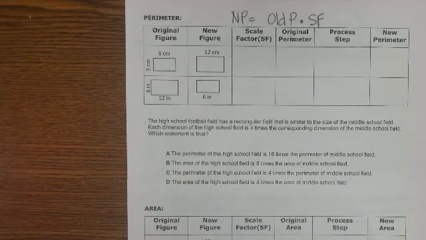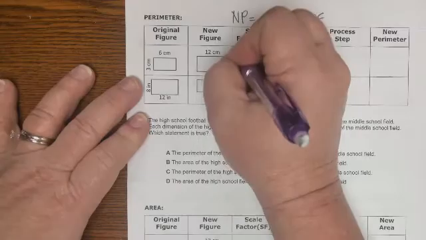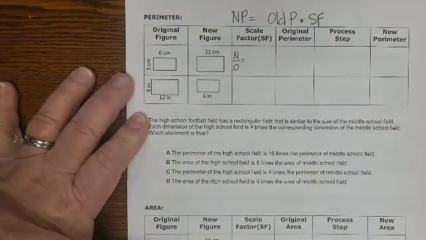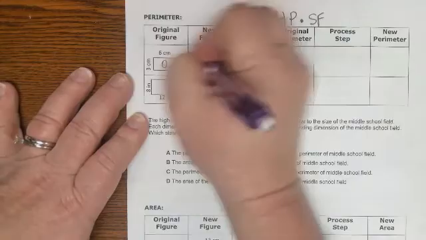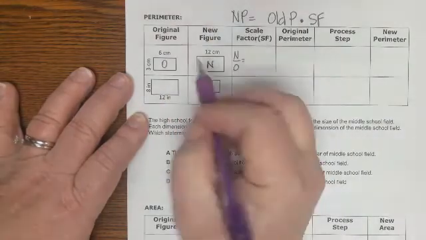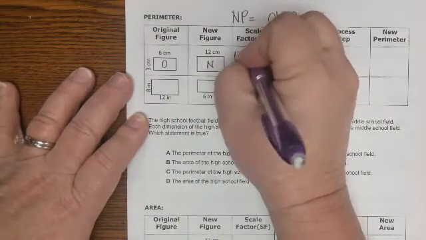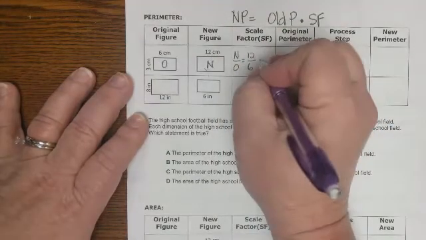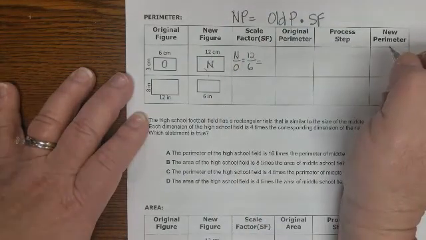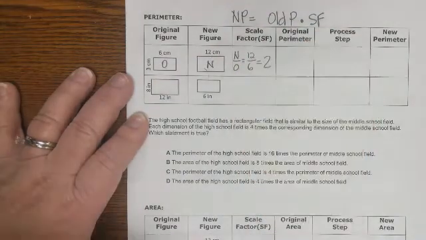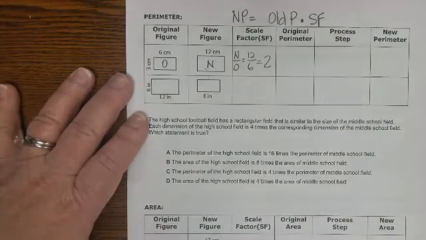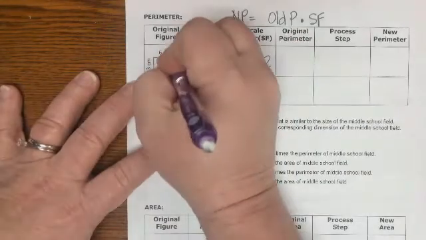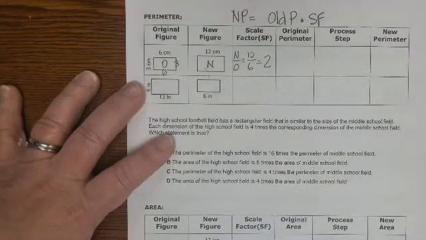Just say, hopefully you're saying just say no. Okay, new over original. If this is my original and this is my new, I have a side length of 12 here in my new. I have a side length of 6 here, which gives me 12 divided by 6, simplified, is a scale factor of 2. Okay?